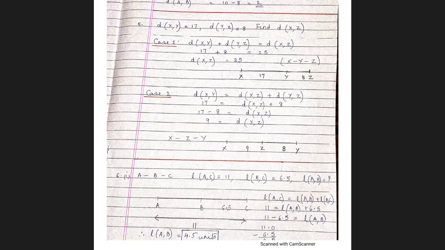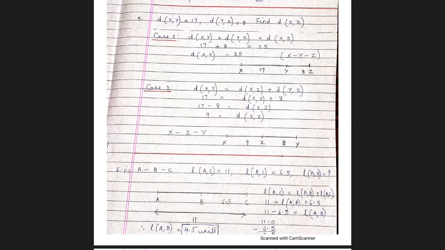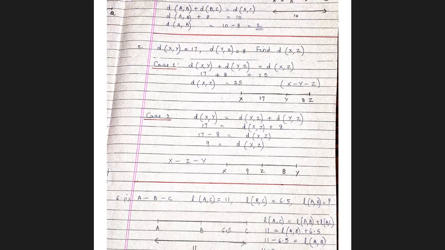Second, what could be the second possibility? Distance of xy is 17. That's your whole distance xy, which is 17. Out of this, yz is 8. That means in this case, z is lying between x and y. Okay, yz is 8. How much could be xz? 17 minus 8, which is 9. So this could be your second possibility. This is another way to draw the same number line. All right. So xy equal to xz plus yz. 17 equal to xz plus 8. 17 minus 8, that is 9, is your distance xz. This is your possibility number 2.